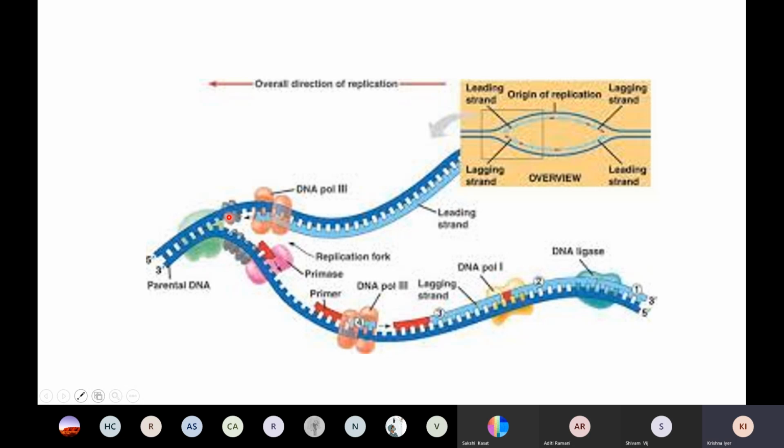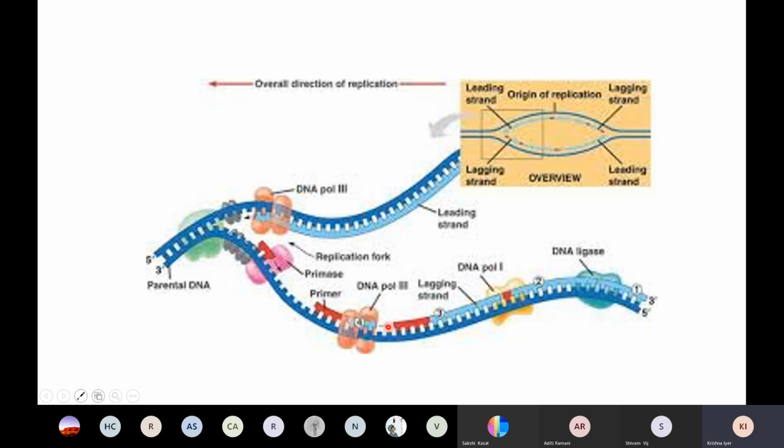single strand binding protein. Also primase, which is adding the primer, so that I can do this. After that, polymerase 3 continues to add polymer, and after it reaches this point, it goes away, and polymerase 1 comes. What does polymerase 1 do?